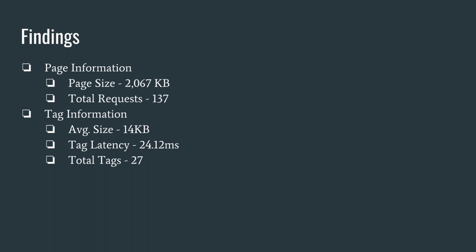Getting further into the findings, looking at the actual tag information itself, the average size of a tag was around 14 kilobytes. Average latency, 25 milliseconds. Now that's also factoring in, to be fair, tags and requests that are cached. Latency in that scenario, because nothing needs to be loaded in and it's already there and available, is going to be 0 milliseconds. So that's going to deflate that number a little bit, but it's still something you want to look at. And then total tags on average, 27.